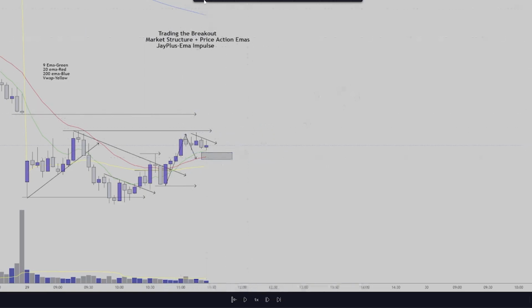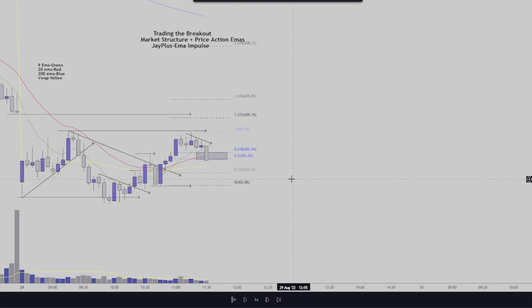So now I apologize, I erased that. Let me go ahead and plot these right back. And let's look at price action. Look what it does. It comes right back down to the golden ratio.